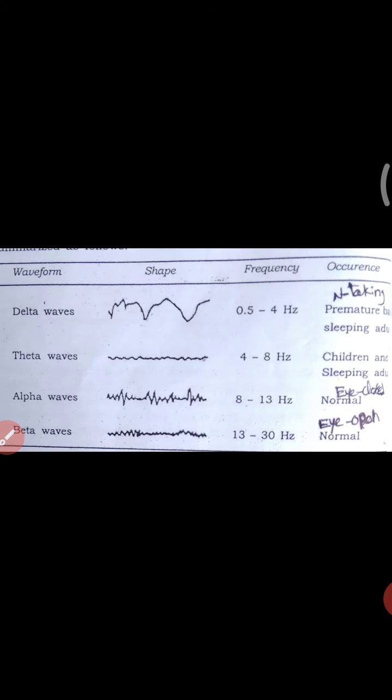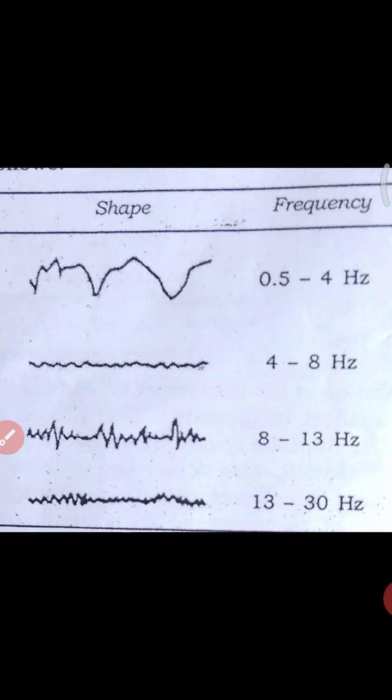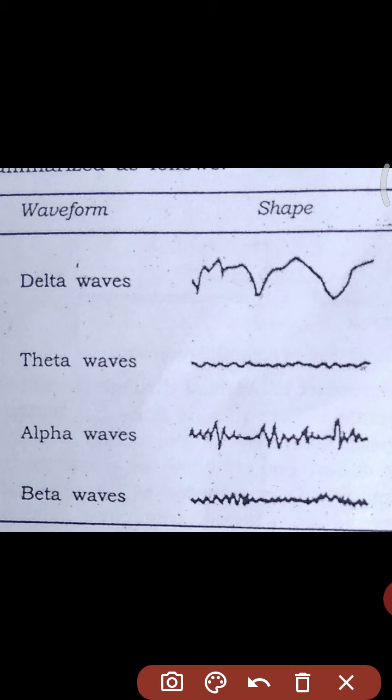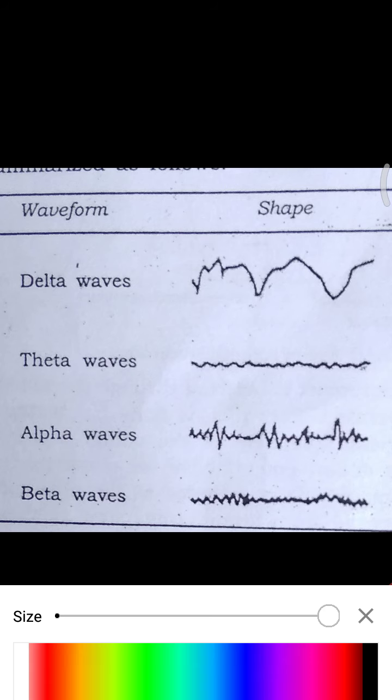Now we need to see the different frequency ranges here. What are the different frequency ranges? In this case, we have to observe the different waveforms of a human brain. First is the shape of the waveforms, and we need to see the shape of the human brain waves.